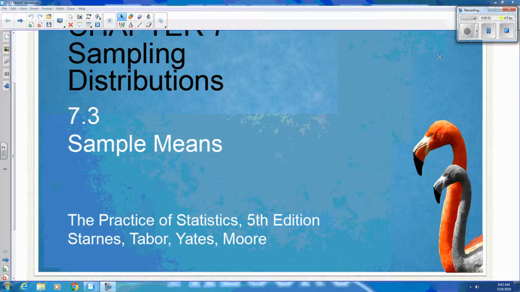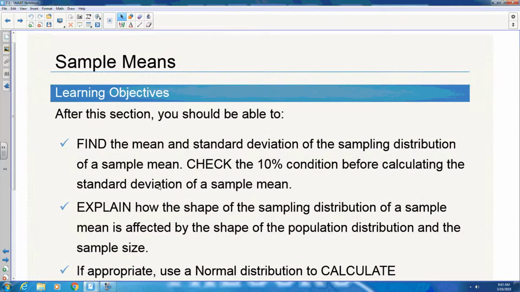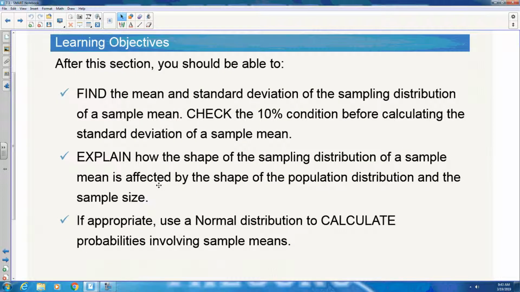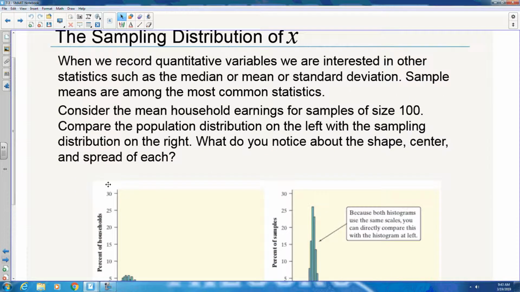All right, this is our section on 7.3, sampling distributions for sample means. Here's what we're going to learn in this section. Starting with the sampling distribution of X bar. When we record quantitative variables, we are interested in other statistics like mean or median, standard deviation. Those are the most common that we're going to use.